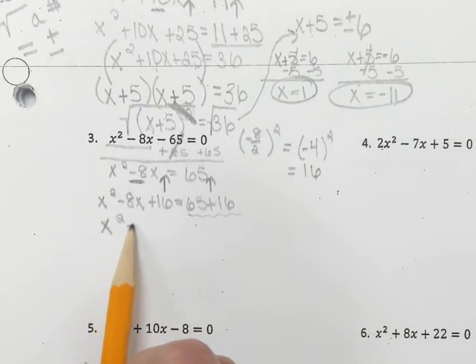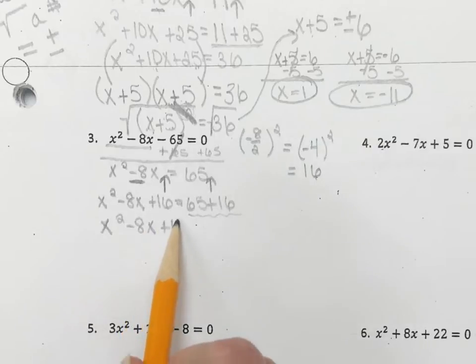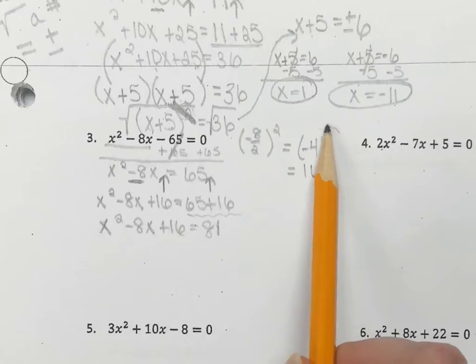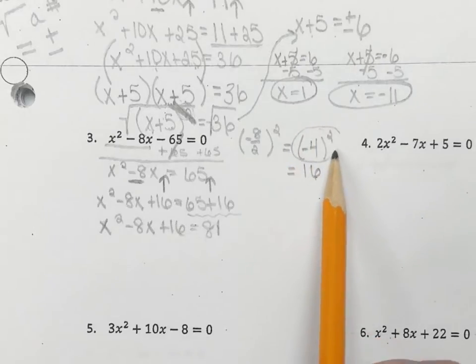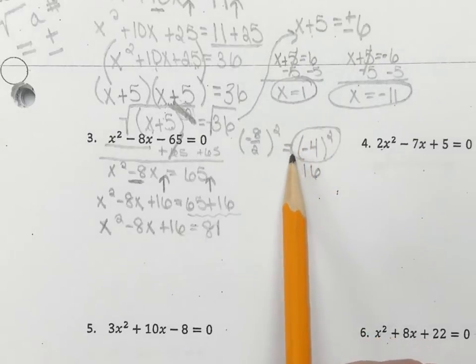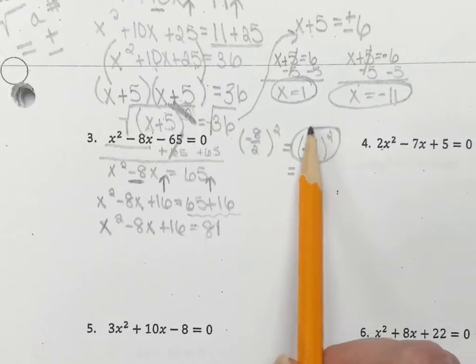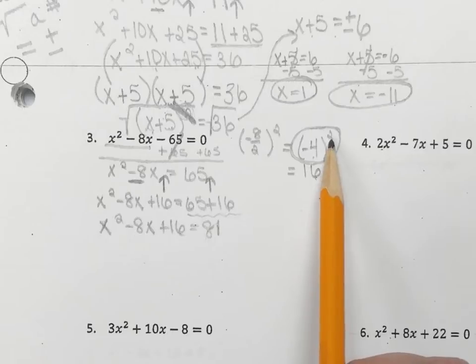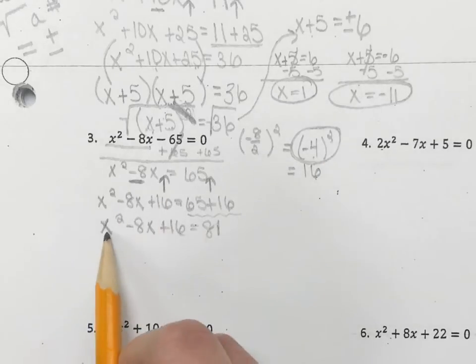All right, so what's 65 plus 16 right here? 81. Perfect. And this is where most of you get stuck. You're like, I have no idea what to do from here. This is where you get to cheat. Right here you get to cheat, right? So what's going to go in the parentheses this time? Negative 4. And how many negative 4's do I have? 2 of them.